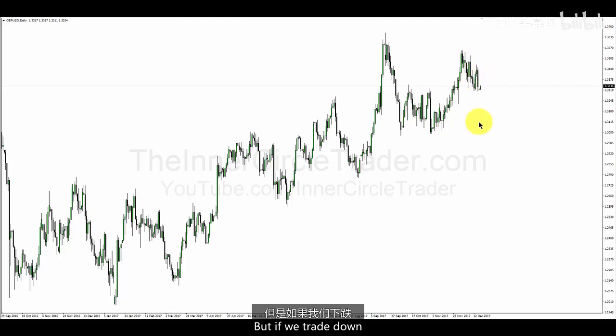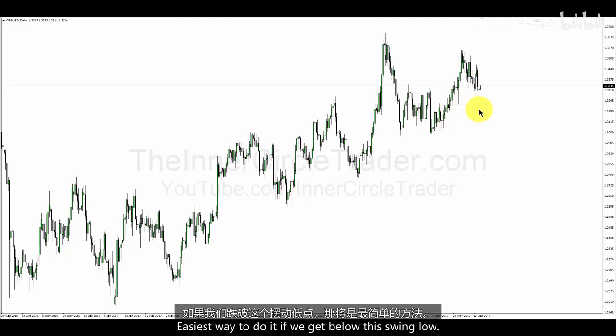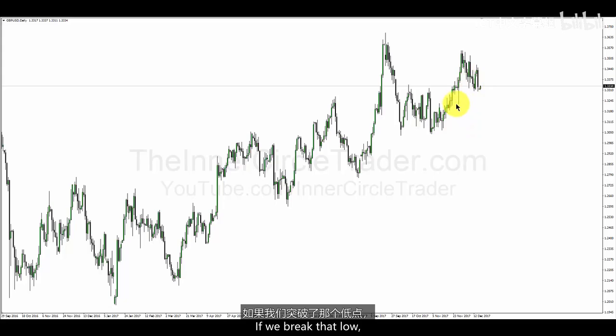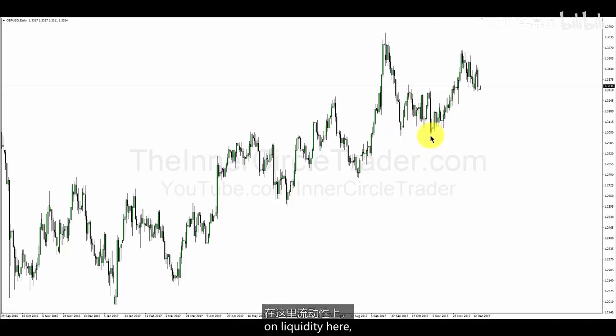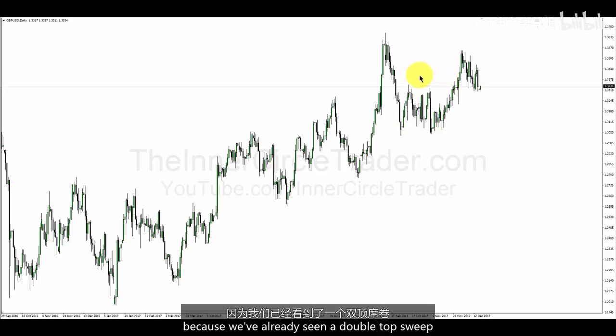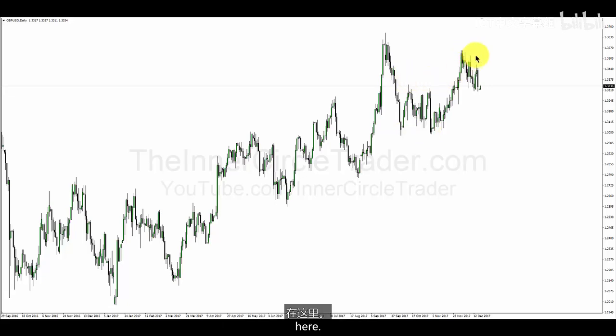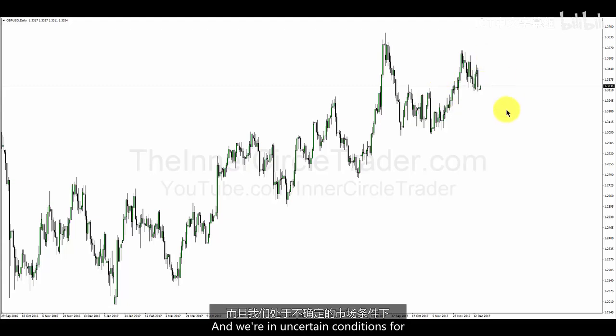But if we trade down and break the middle of this range defined by this high to this low, if we go back below that, okay, the easiest way to do it, if we get below this swing low, I think that would be fair enough. If we break that low, we would see price try to make an attempt to get down below here to get these double bottoms. Okay, so we would expect a double bottom sweep on liquidity here, because we've already seen a double top sweep here, and we're in uncertain conditions for cable.